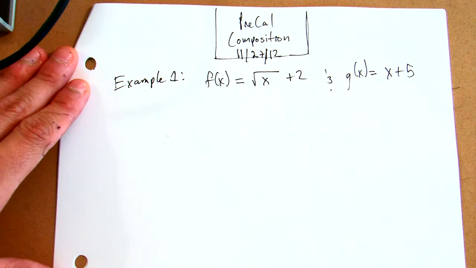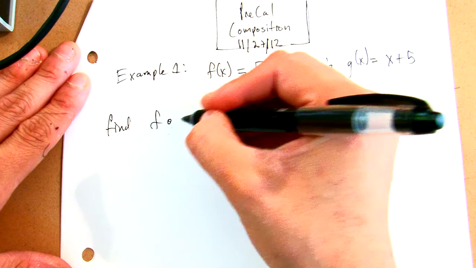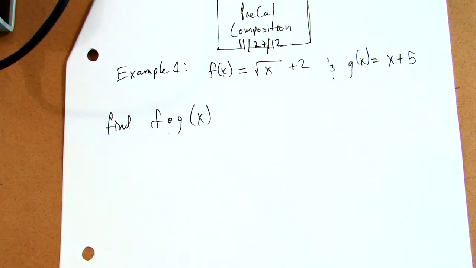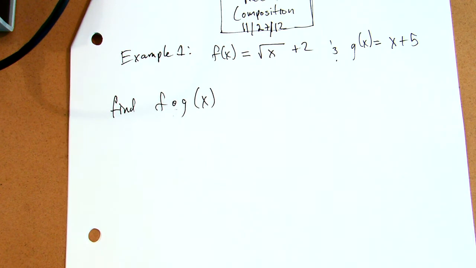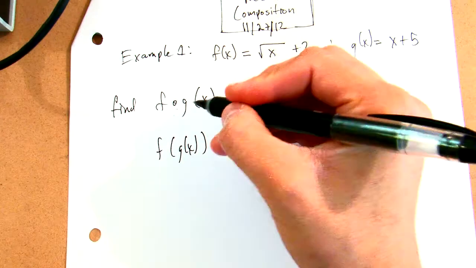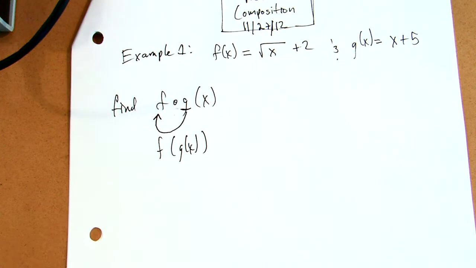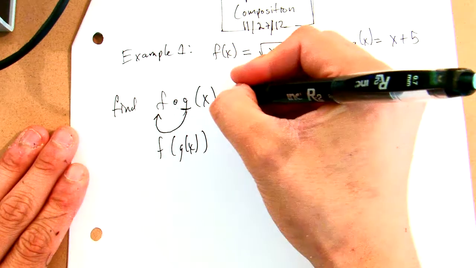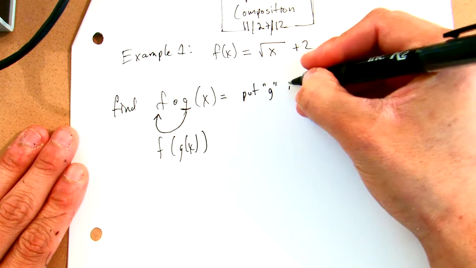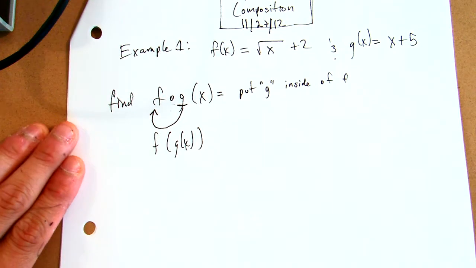So what I want you to first do is we are going to find f of g of x, okay? Now when you see this notation, what this basically means is it means you're putting g inside of f. Okay, so when you see this, you need to know it means put g inside of f. Okay, this is what it means.